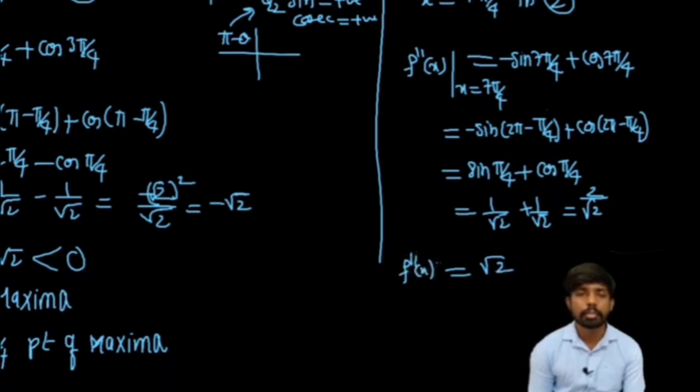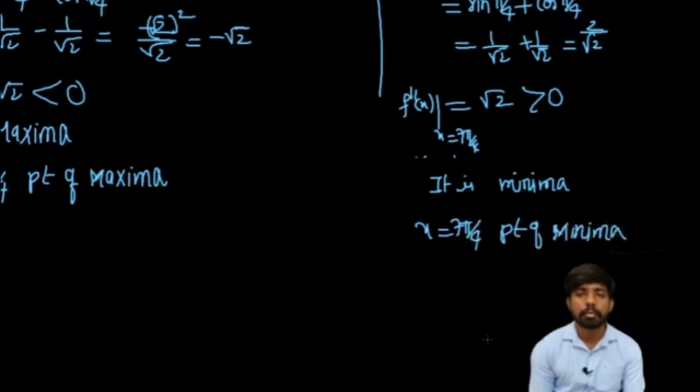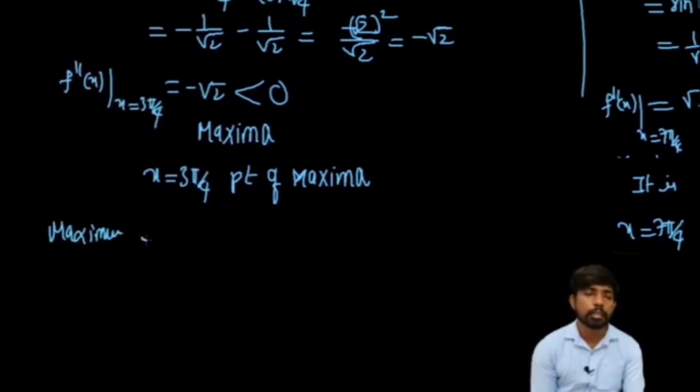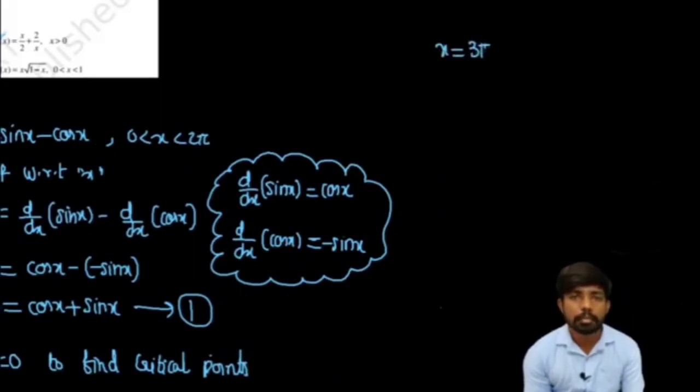So the double differentiation at x equals 7 pi by 4 is greater than 0. Positive means minima. Therefore x equals 7 pi by 4 is a point of minima. Now we have to find the maximum value and the minimum value. Maximum value: f of 3 pi by 4. Substitute in the function; x equals 3 pi by 4 is one value and 7 pi by 4 is another value.